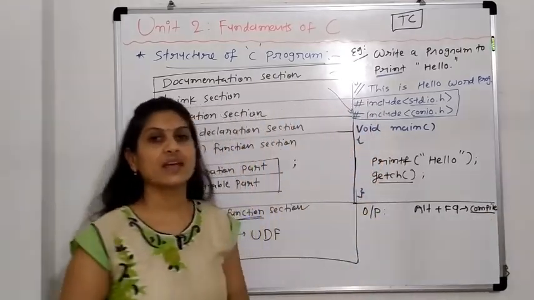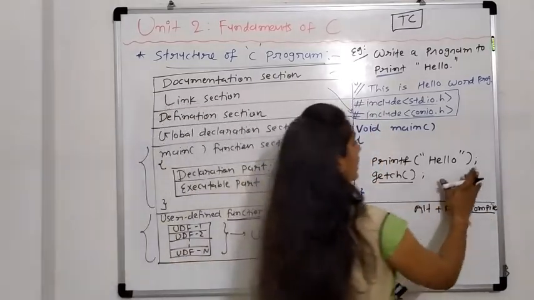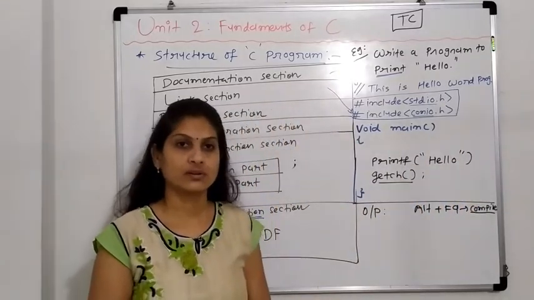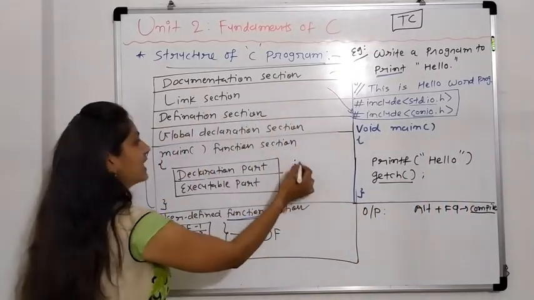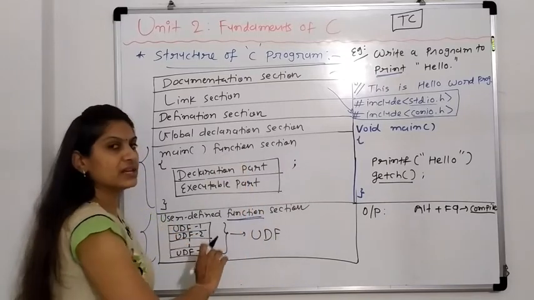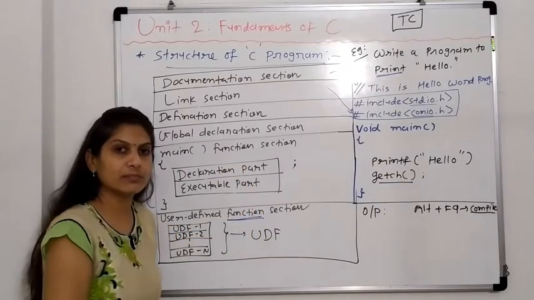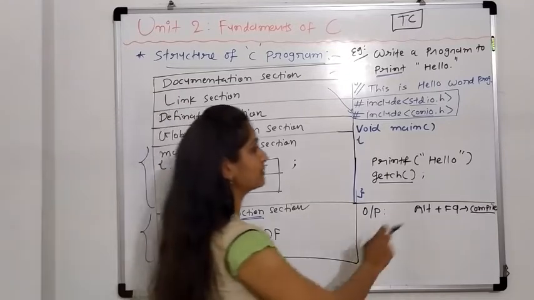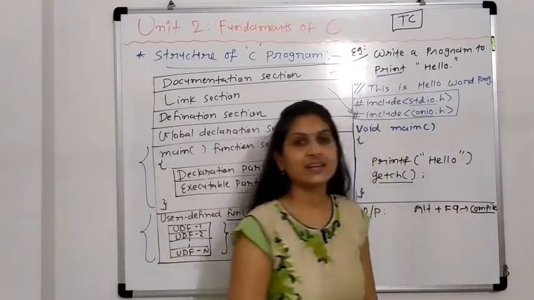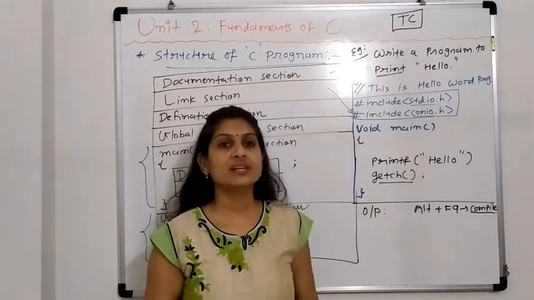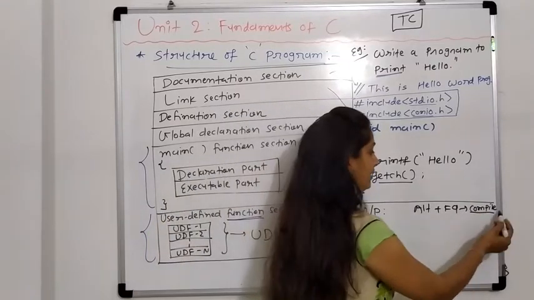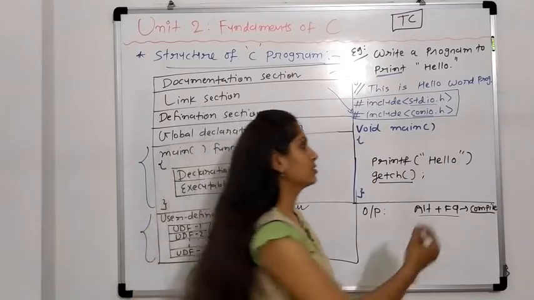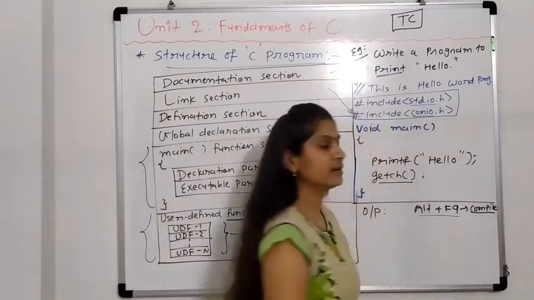Compile means check the errors. Suppose you are missing a semicolon here, then this is wrong. Why? Because each and every step of the declaration part and executable part must end with a semicolon, and you missed it here. So there is one error in our program. That will be checked by the compiler using this Alt F9. After that you correct it.